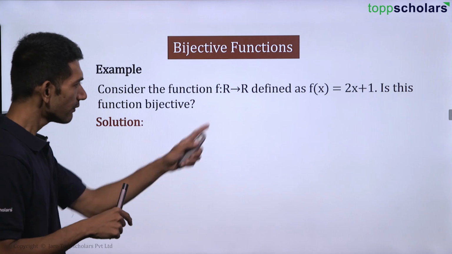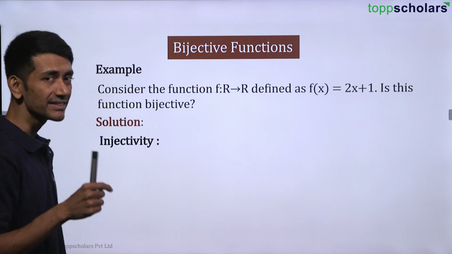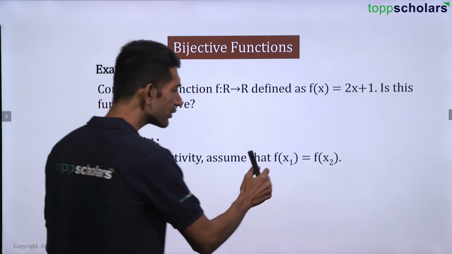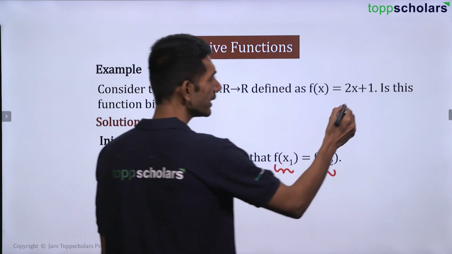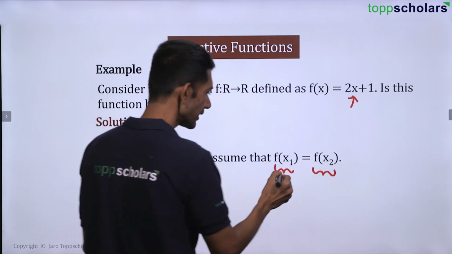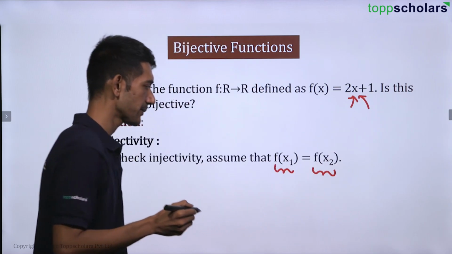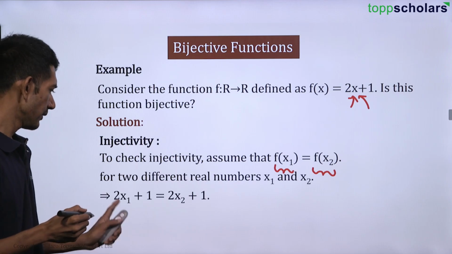So firstly, for one-one, if you remember, how do we consider? We start with considering the injectivity. That is, we assume f of x1 is equal to f of x2. So here, just put x1 and then you put x2 on the right hand side. So if you solve this further, we'll get like this.